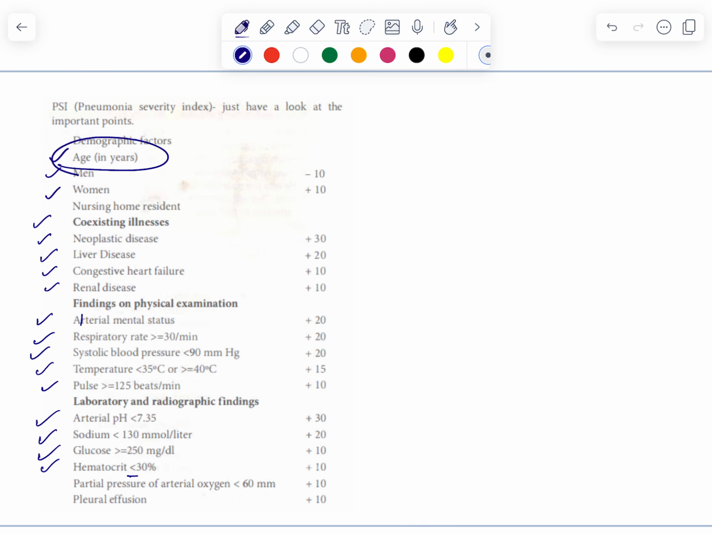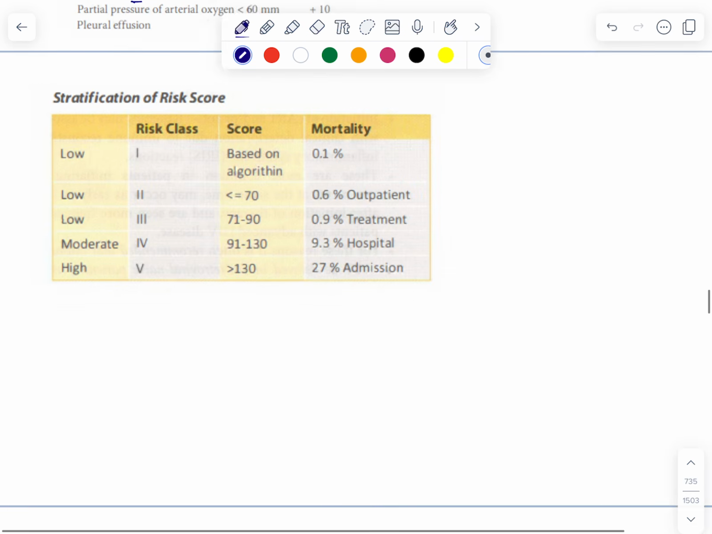Out of all these, the very important parameter taken into consideration in the pneumonia severity index is the age of the individual. And what is another important index which will tell you about pneumonia severity? That is your CURB-65. All right, next question.